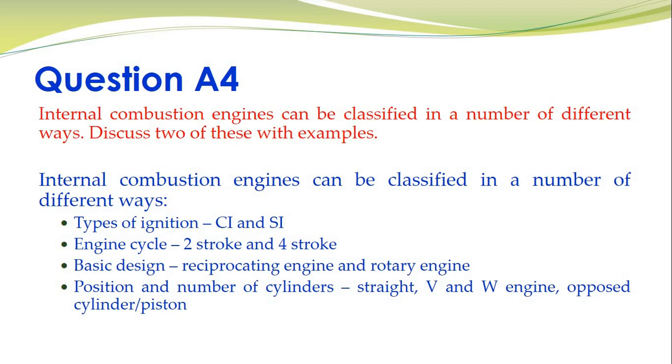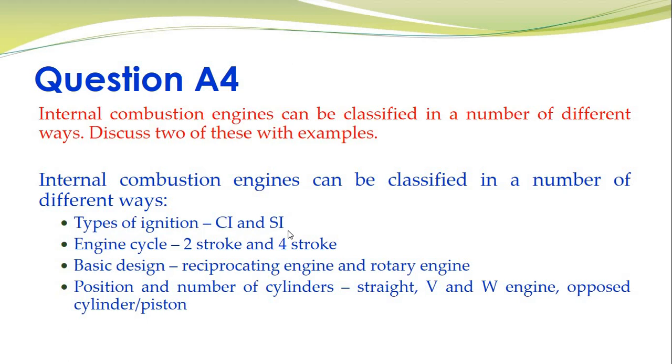So when the question says to list two of these classifications with examples, you need to list the classification and then give an example. For instance, they can be classified in terms of type of ignition. If you just write type of ignition, you don't get full marks, right? Or if you write engine type, you don't get full marks, because in type of ignition what we have is a CI and an SI engine. CI is a compression ignition engine or a diesel engine, and SI is a spark ignition or a petrol engine. So you need to explain this.